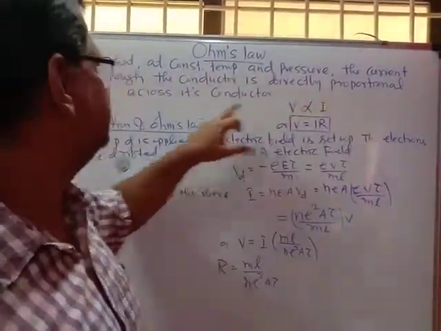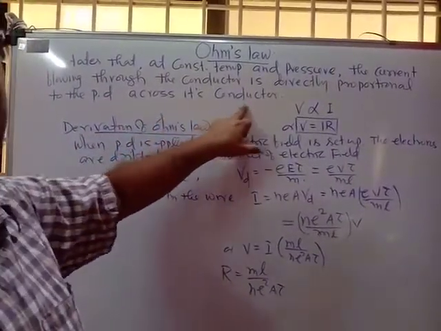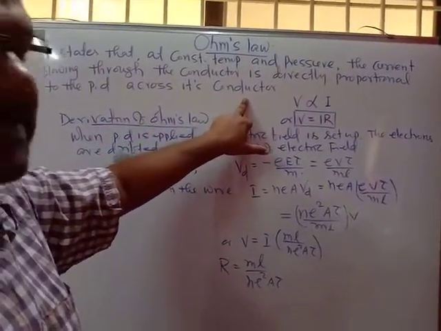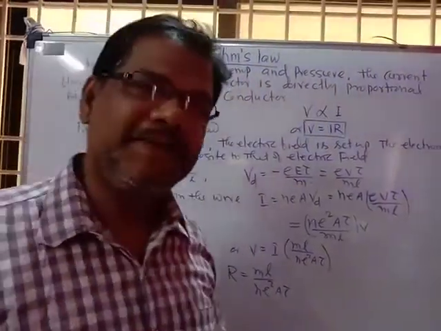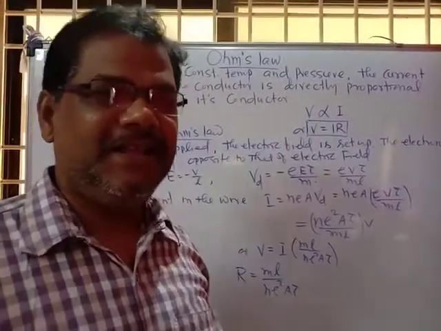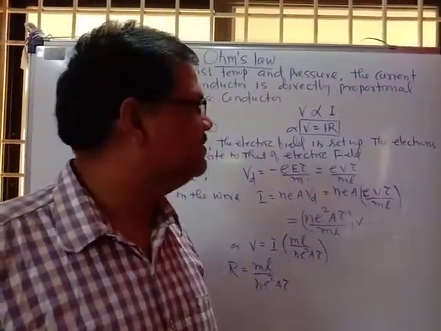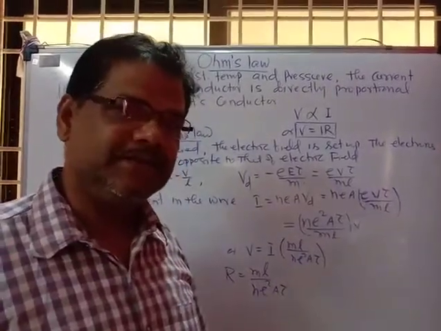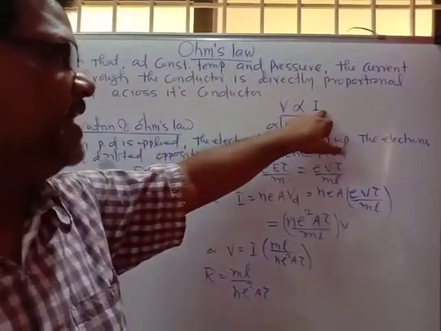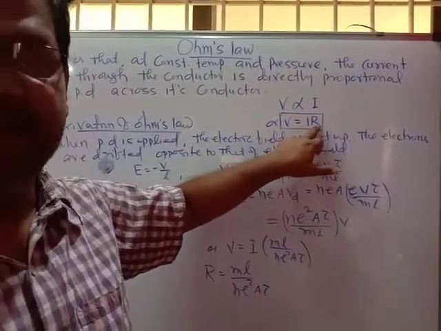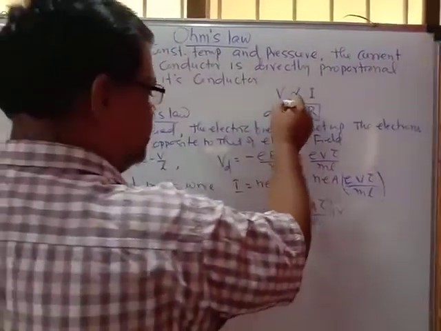directly proportional to the potential difference maintained across the two ends of the conductor. You know that whenever a potential difference is maintained, an electric field is set up along the conductor and current is produced. That current I is directly proportional to V, and V equals I into R. You know it, V equals IR.